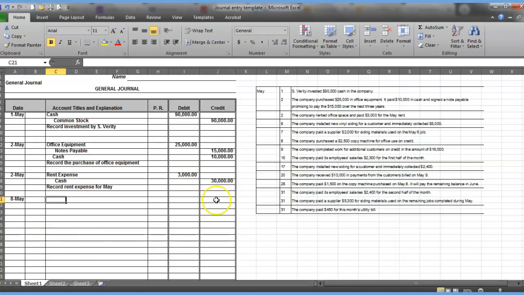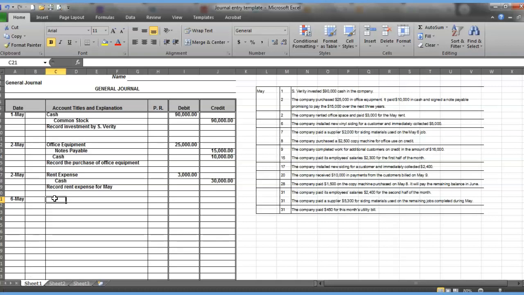Now on May 8th, well, actually, let me go back. On May 6th here, I'm recording the company installed new vinyl siding for a customer and immediately collected $5,000. So if you're doing a service for a client, remember, the revenue that you are going to record is the revenue that you have earned, and you clearly have earned the revenue. So now you can recognize the revenue.